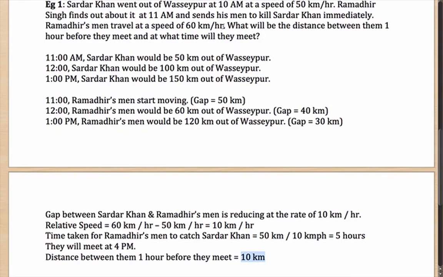That is the idea when two bodies are moving in the same direction. The body which was behind was moving at a faster rate of 60 km per hour. The body which was ahead was slower. It was moving at the rate of 50 kilometers per hour.